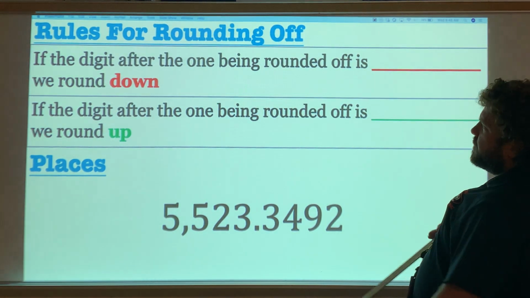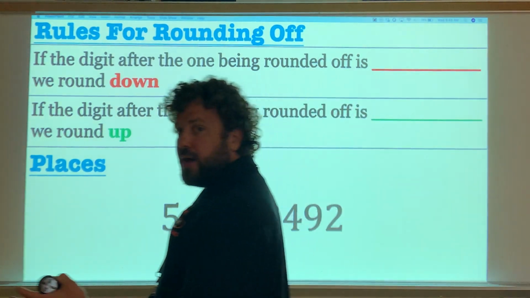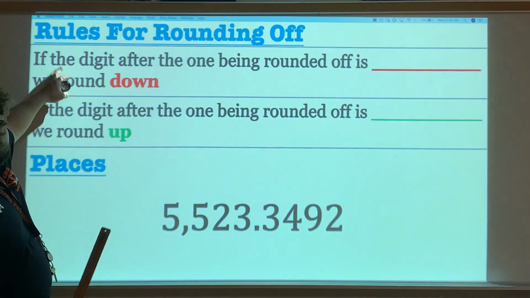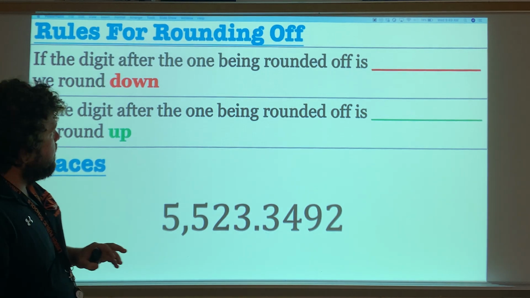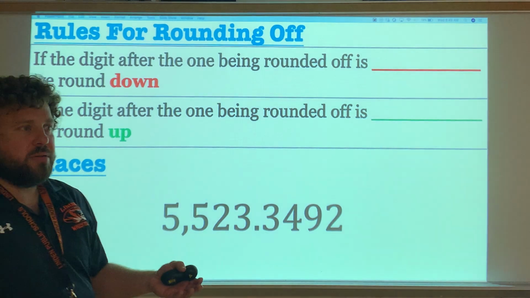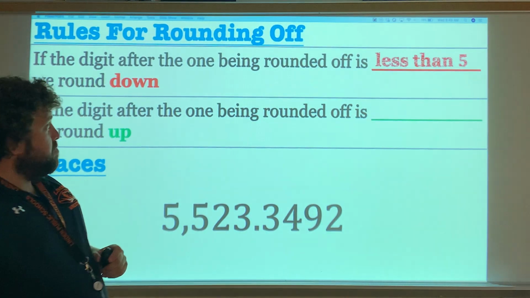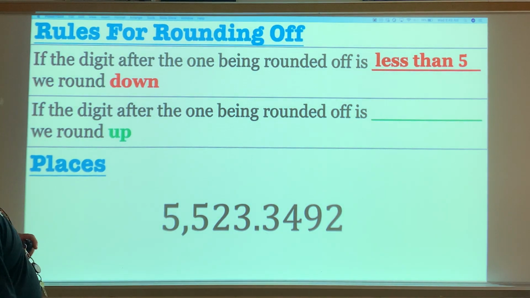So, rules for rounding off. What we're going to do is round off some things. This is all stuff you should know how to do, but I'll describe it to you anyway. The digit after the one being rounded off is what decides whether we round down. So when do you round down? If that digit is less than 5, you round down.